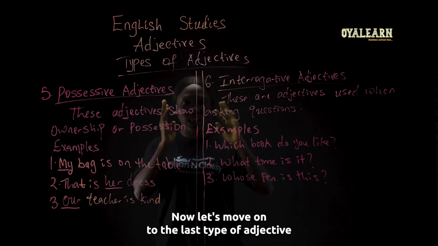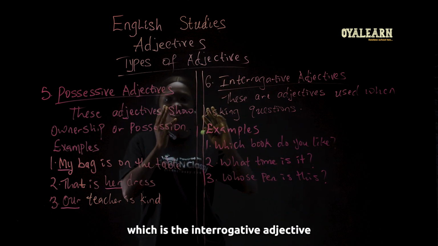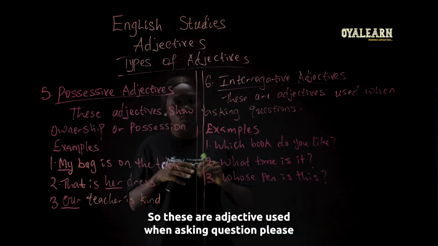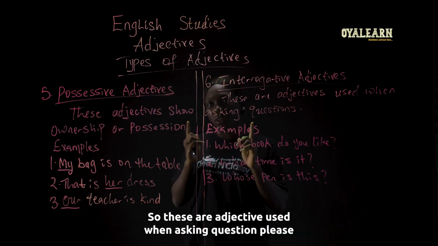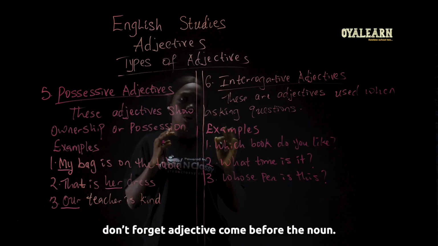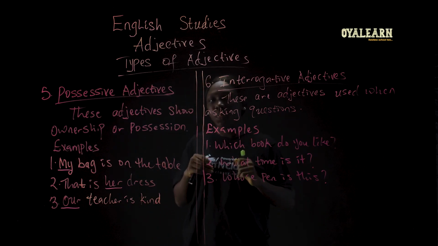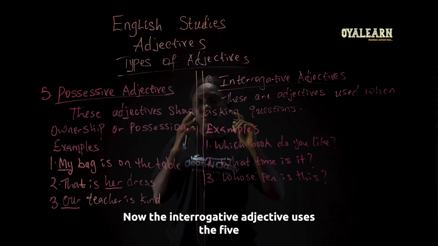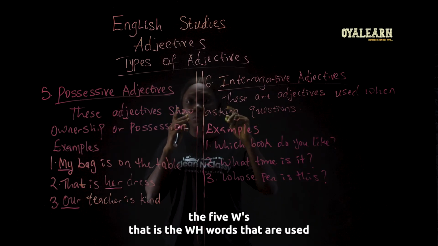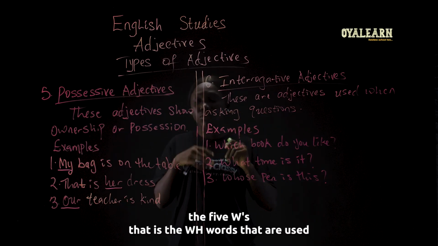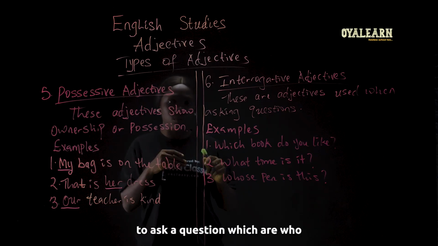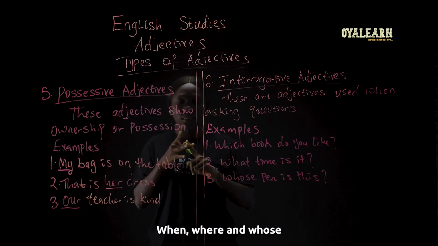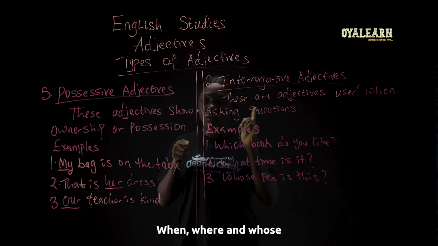Now let's move on to the last type of adjective, which is the interrogative adjective. This adjective is used when asking a question. Please do not forget, adjectives come before the noun. Now the interrogative adjective uses the five W's, that is the WH words that are used to ask questions, which are who, what, when, where, and whose.